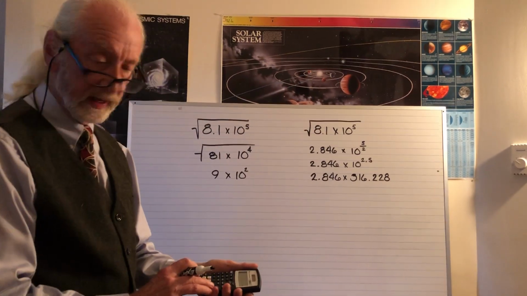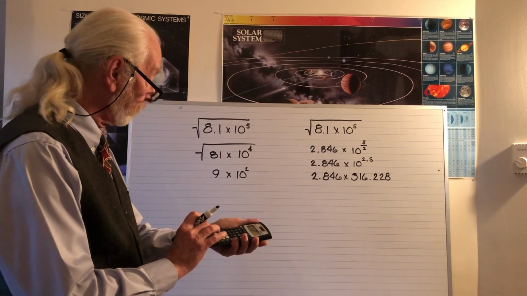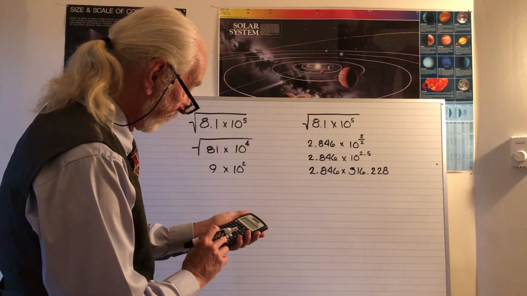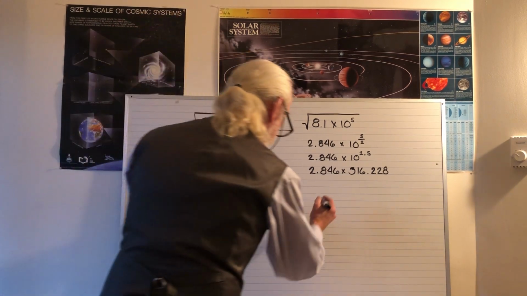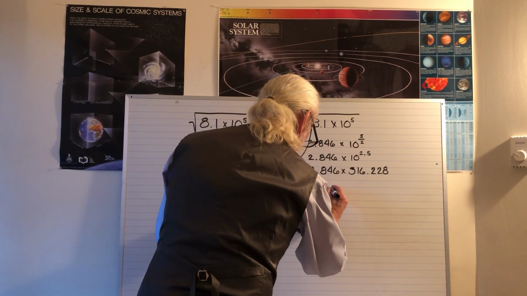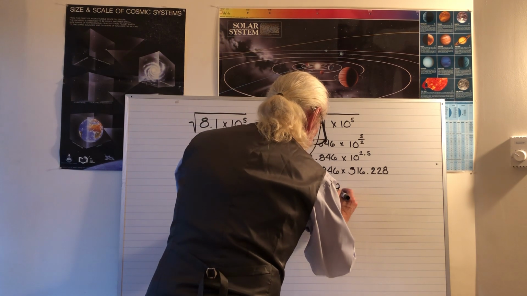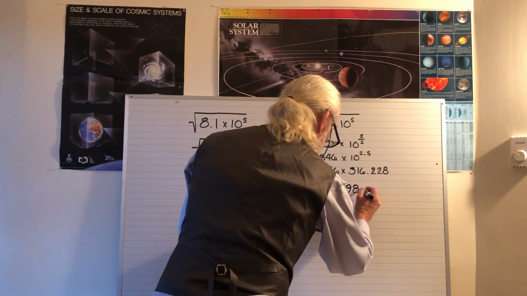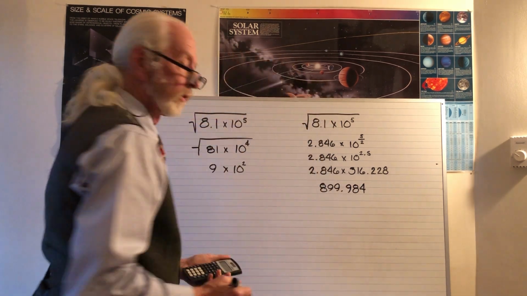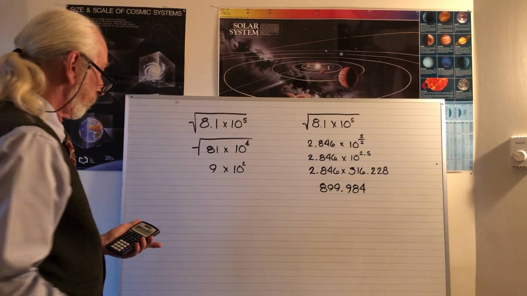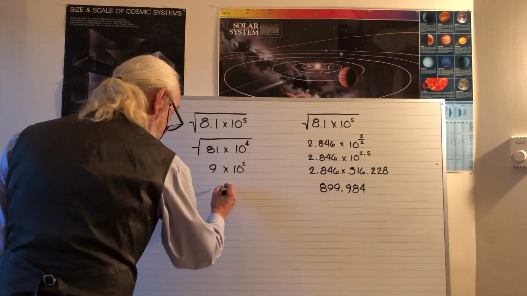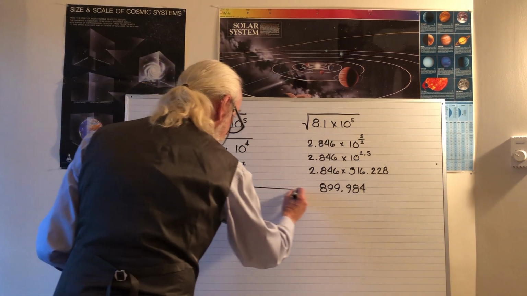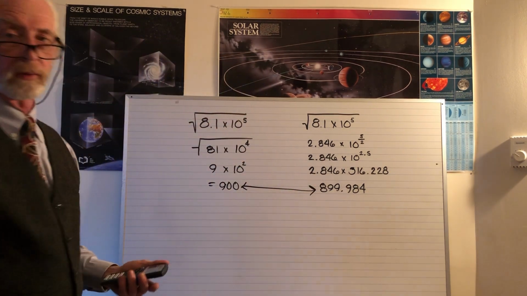And now I'll multiply that times 2.846, and I get 899.984. And that's just a matter of rounding the decimals. But 9 times 10 squared equals 900 even. And so we can see, yeah, that's pretty close.